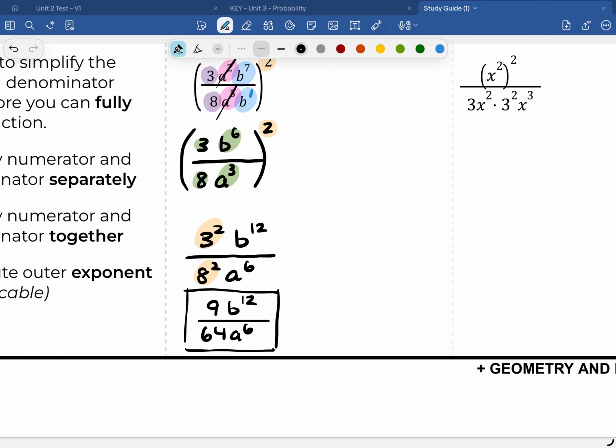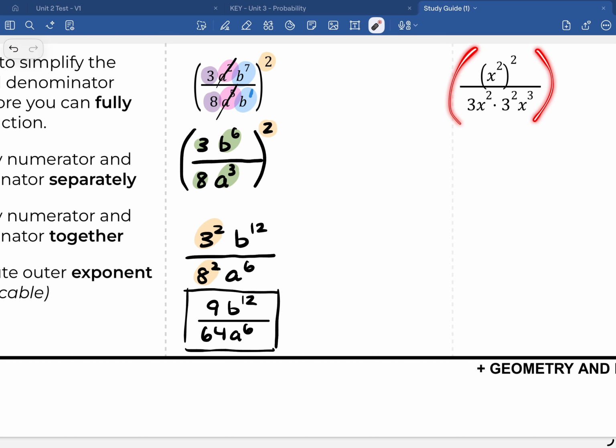These definitely are complex looking questions, but what we're looking for at the end for something to be fully simplified is one of each base with whatever exponent it needs to be. There's no brackets left around it, and that's as far as we can go. Any questions there? Okay, then our very last one.